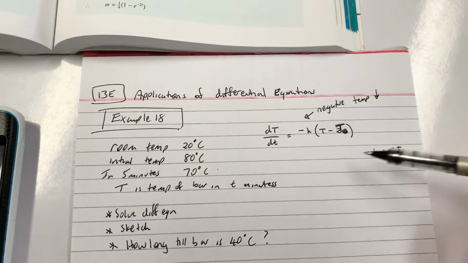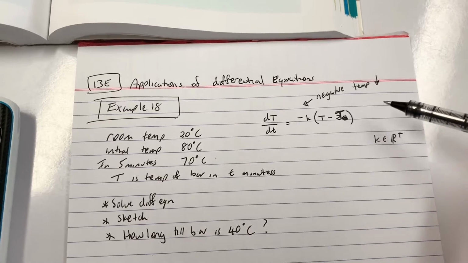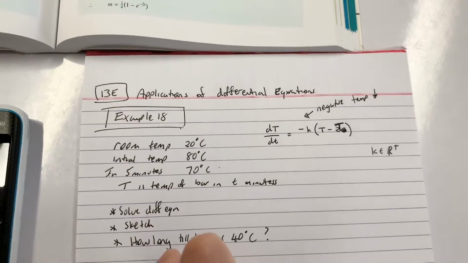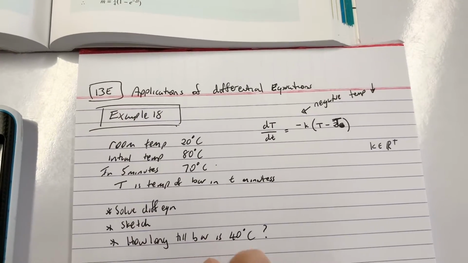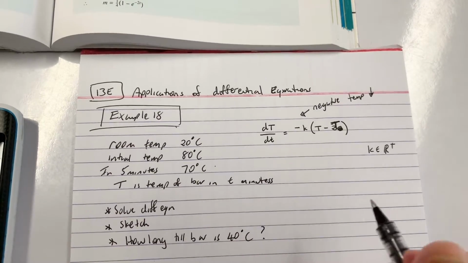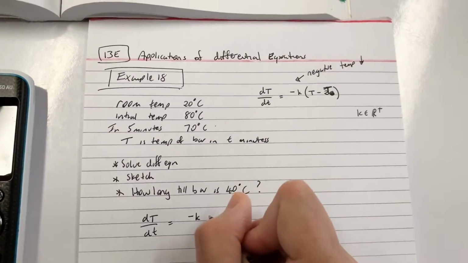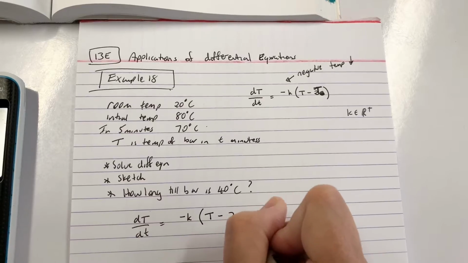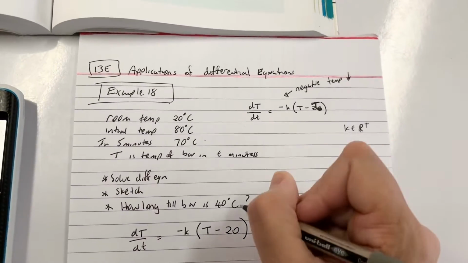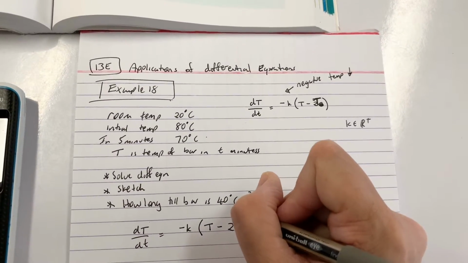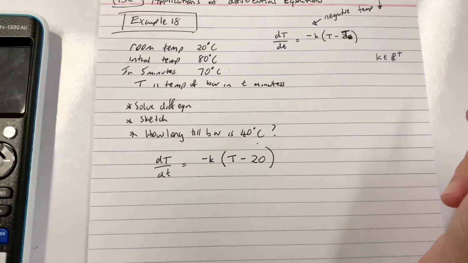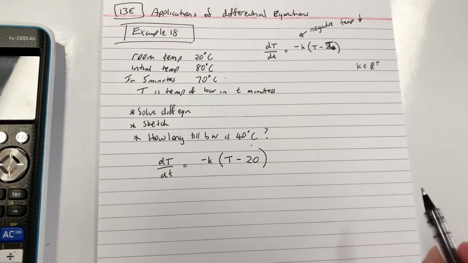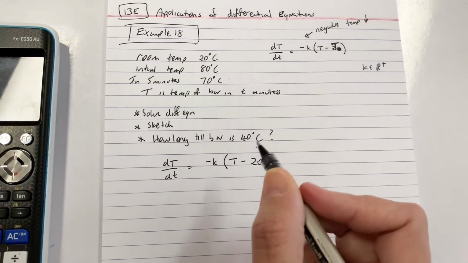Now we've got Newton's law of cooling. So our differential equation, dT/dt equals negative k, because it is cooling, the temperature is decreasing, times T take 20. Because remember, this 20 is our room temp, okay? So where the 20 is our room temp. We've got to solve this differential equation.